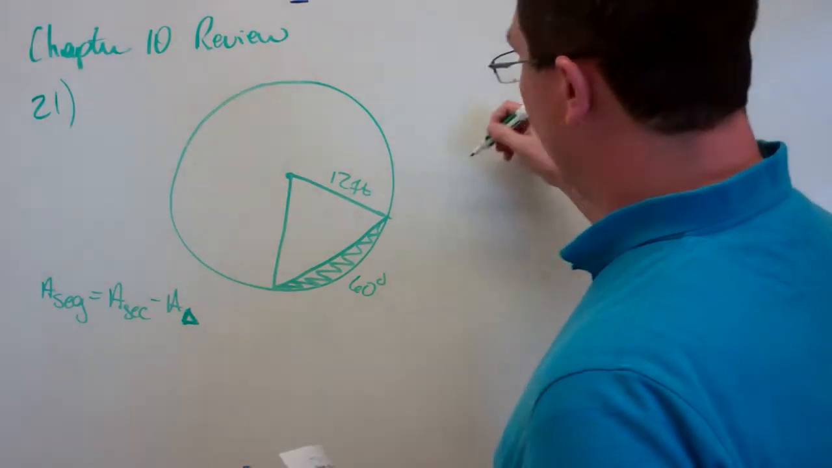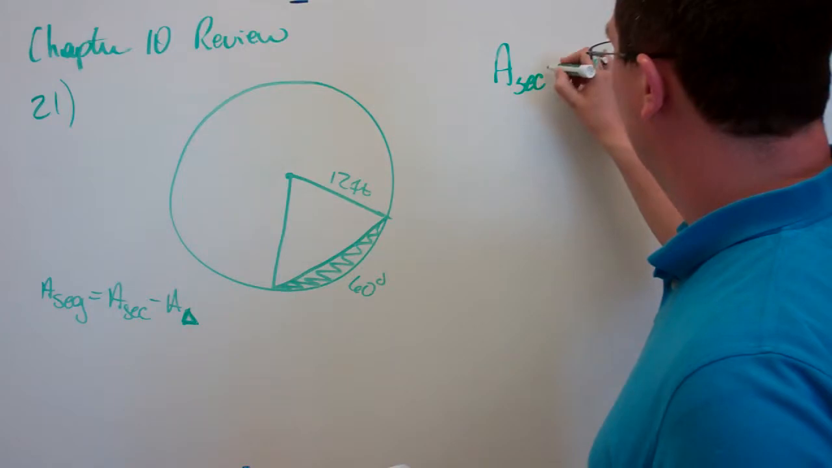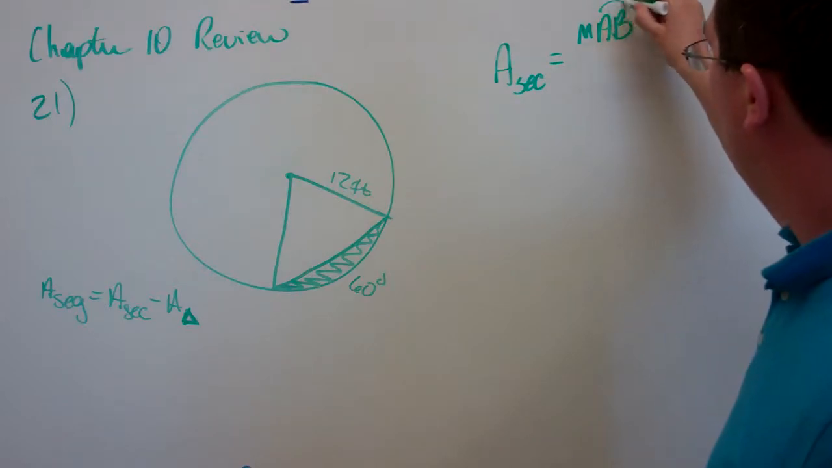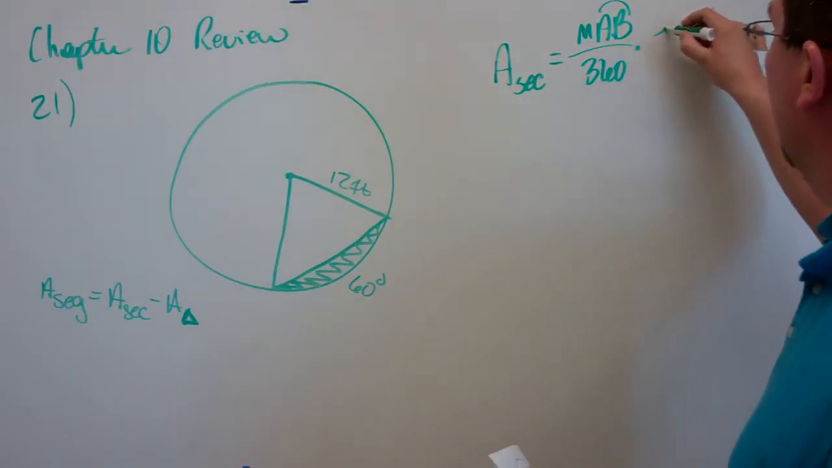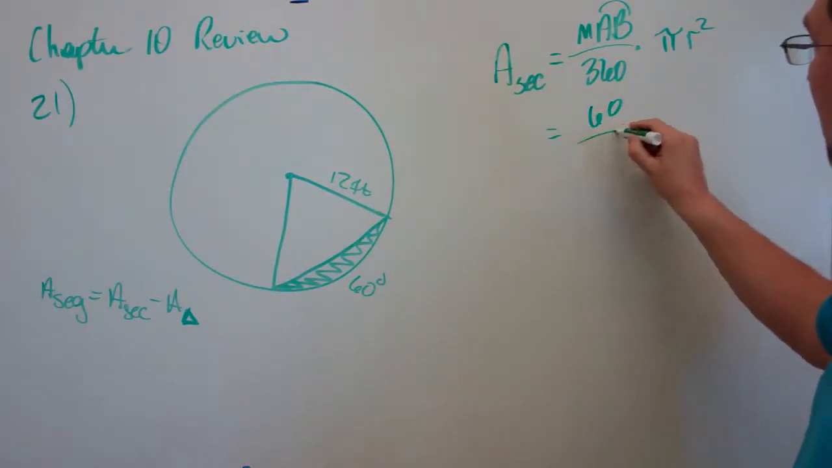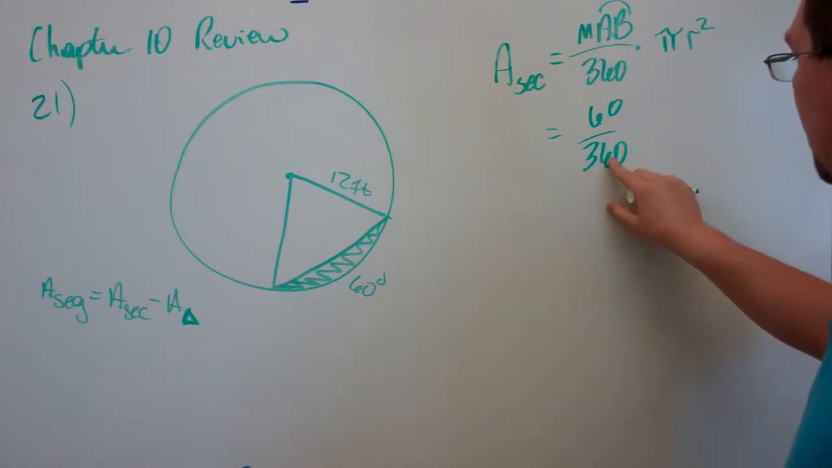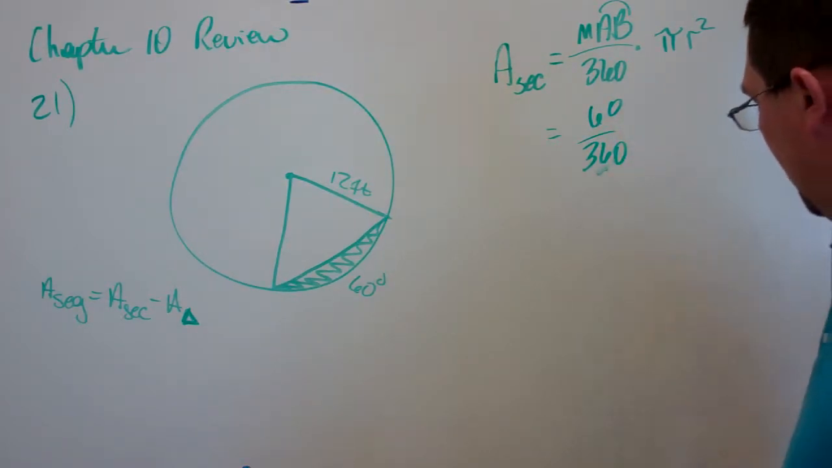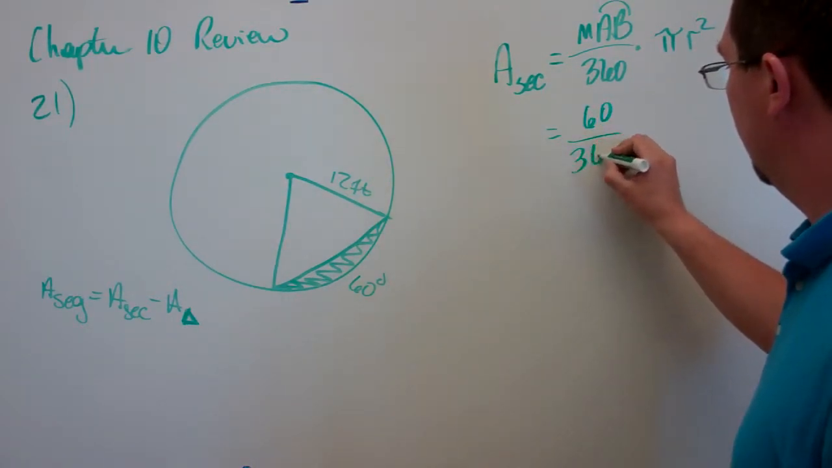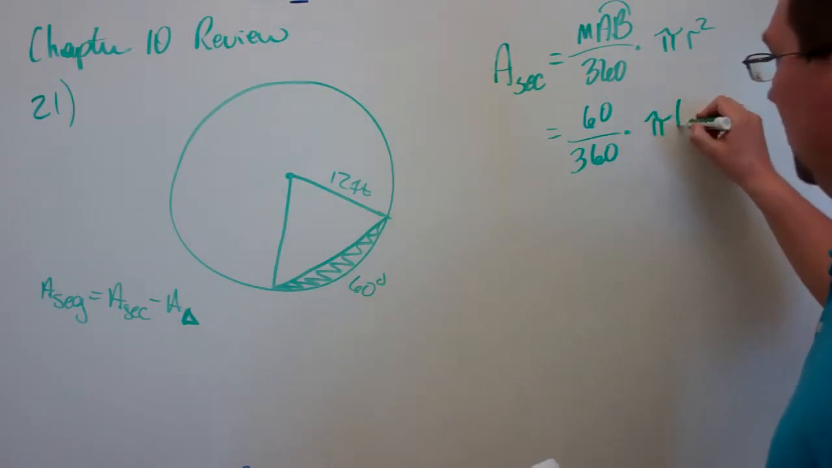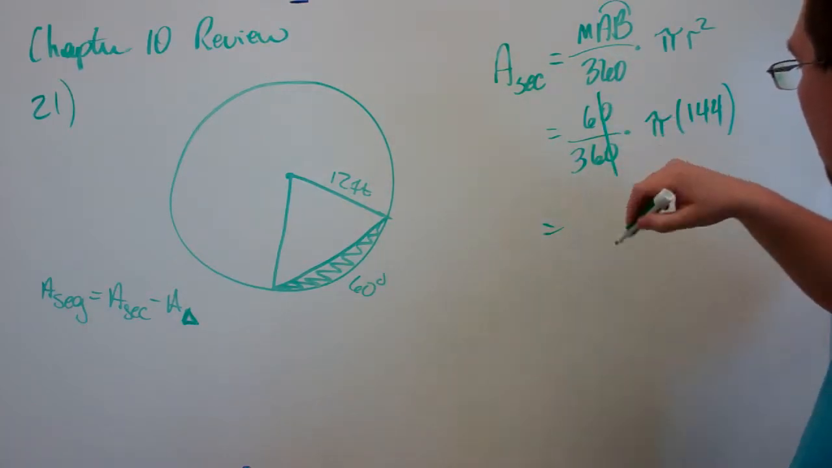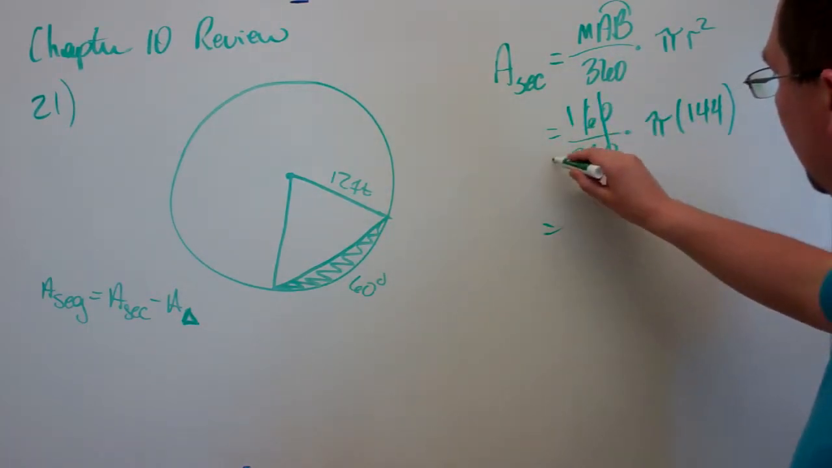So, to find the area of the sector, which in 19 you're finding the area of a sector, it's the measure of your arc AB over 360 times pi r squared. So the measure of our arc is 60 over 360. Let me write that better. 60 over 360 times pi. Radius is 12. 12 squared is 144. Zeros cancel. This goes to 1 over 6.